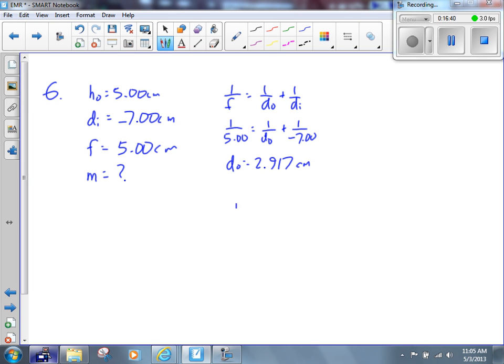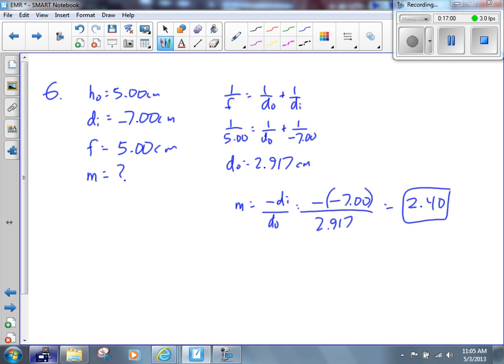Now we're going to find M. The easiest way to find M at this point is to say negative DI over DO. So it's going to be negative 7 over 2.917. And when we do that, we get positive 2.40. Tells us that it's upright, it's bigger, and we already know that it's a virtual image. Right? So if you made that assumption that I told you you had to make, even though it wasn't given to you in the question, this is what you should have gotten.